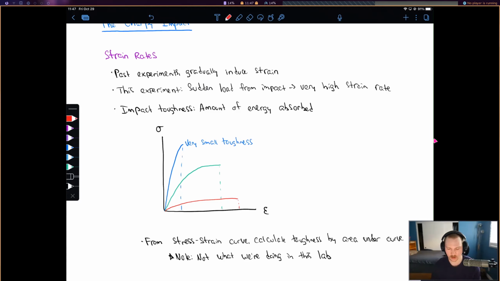And the same thing with the red material. The red material here can't handle very much stress at all, so it's pretty weak, but it can handle quite a lot of strain, so it can undergo a lot of deformation. That might be something like rubber. If you really want to go insane, you could think about gum. You can stretch gum quite a lot, right, but it's not that strong. And then for the blue one again, very small toughness, that would be something like a ceramic material. Very strong, but also very brittle.